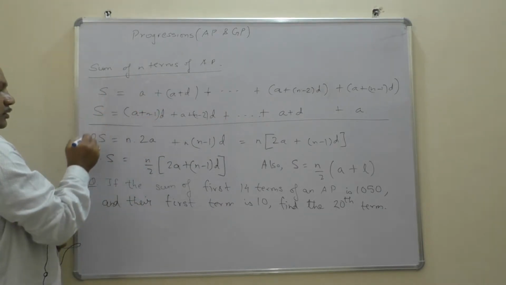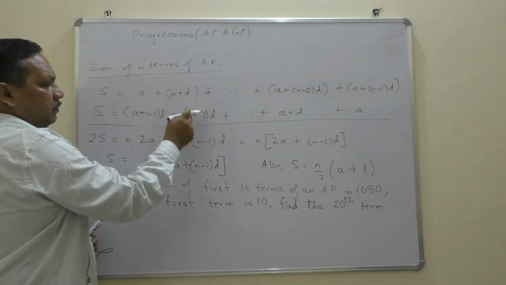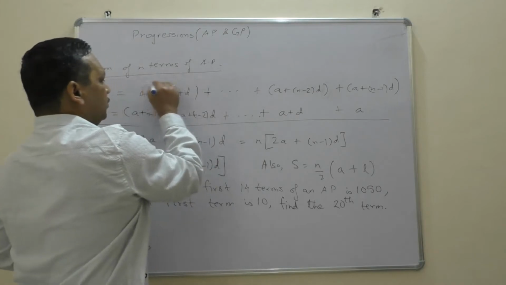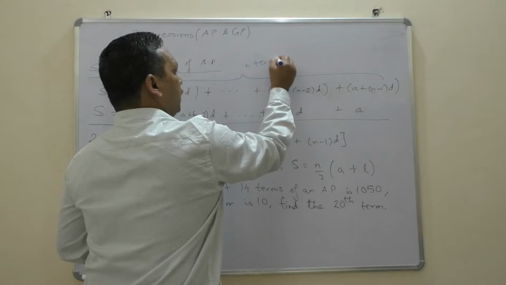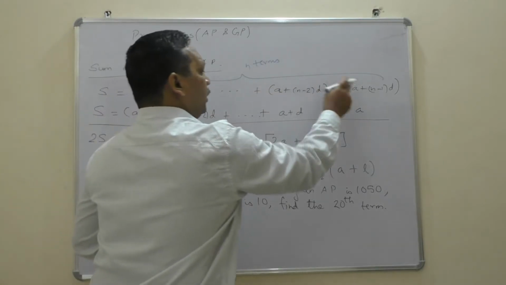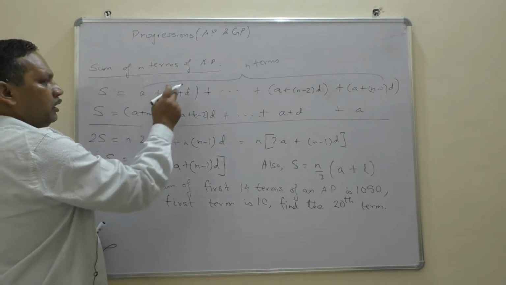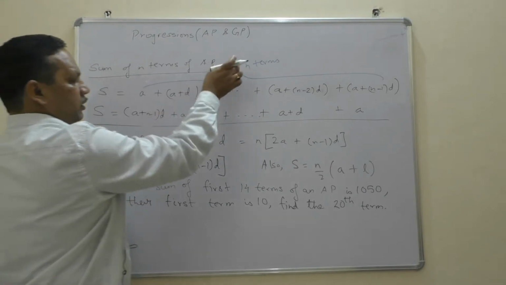If I add, this is 2S. Pairing a plus (n minus 1)d with a plus d, every time you will get 2a. And how many terms are there? See, there are n terms. So how many times are you getting 2a? n times. So n multiplied by 2a. Why? Because there are n terms.